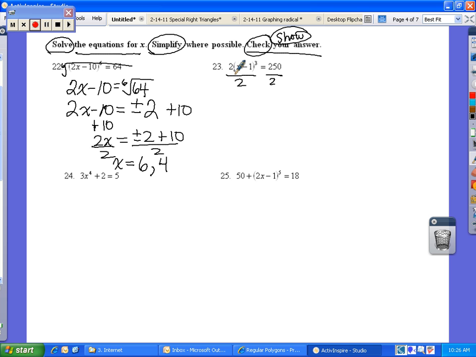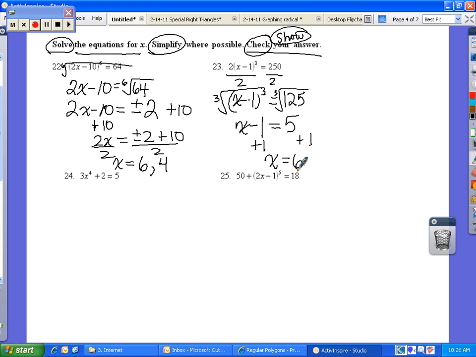For number 23, to solve this equation, you want to first divide by 2, because notice the 2 is not inside the parentheses, so I need to get rid of it first. So that would be x minus 1 cubed equals 125. Now, since I'm raising it to the 3rd power, I want to take the cube root of both sides. So the cube root of something cubed is just going to be x minus 1. Cube root of 125 is 5. Add 1, x equals 6.